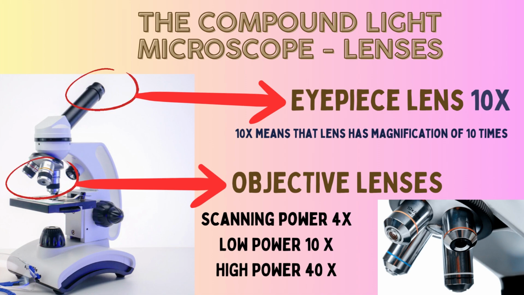Regarding objective lenses, in this specific type of compound light microscope, they have 3 different lenses or 3 different objectives. The smallest one that you can see on the left side is the scanning power, which has a magnification of 4 times. Then the middle one has low power and has 10 times. And the largest one has high power, or 40 times. Again, different types of microscopes can have different kinds of objective lenses.